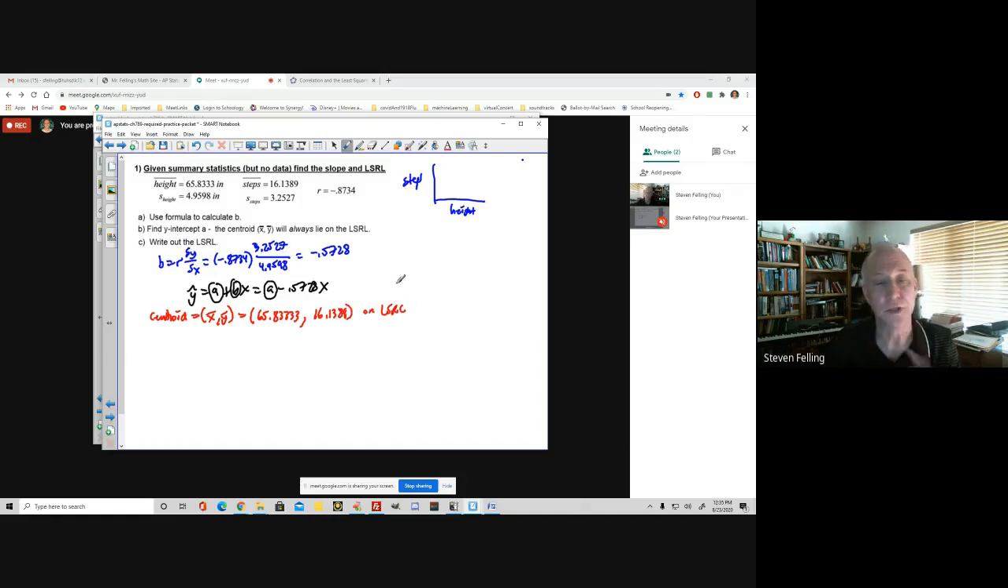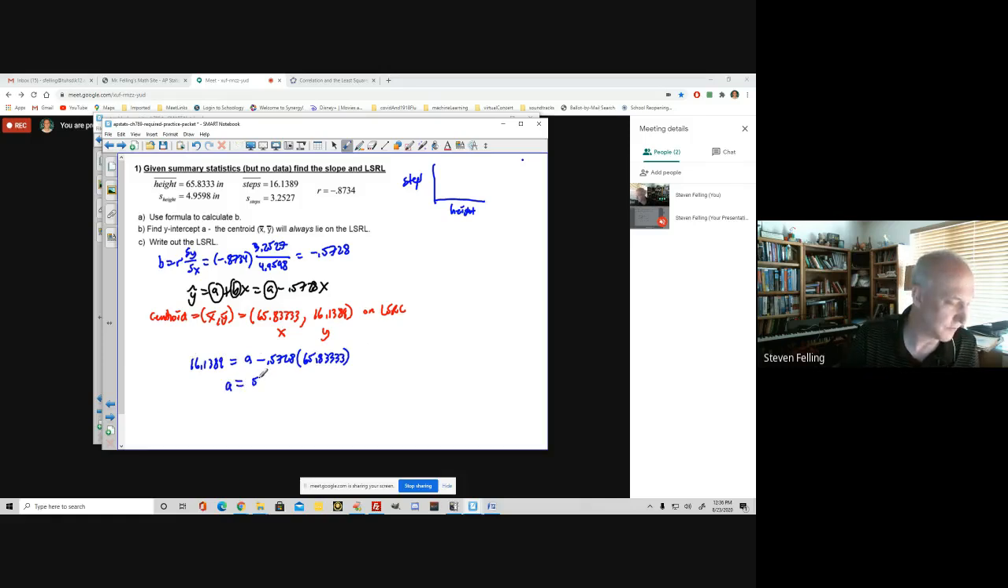So what that means is if I plug these values in for x and y into this equation, I can solve for a. So I'm going to take that equation and plug in for y. I'm going to plug in the average steps data. So that's 16.1389. Then I have my unknown a that I still need to find, minus 0.5728, and I'm going to plug in the average for the x, because that point I know has to make this LSRL equation true. And then you can just use algebra to solve this and get that the a turns out to be 53.8482.